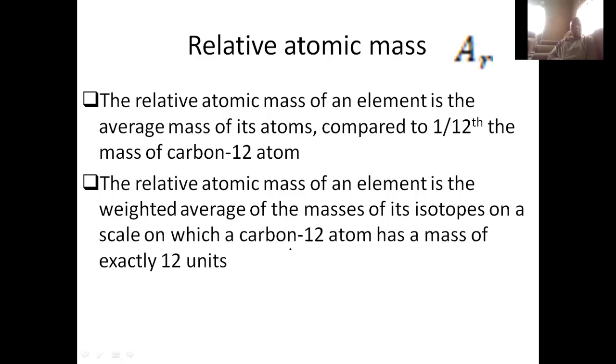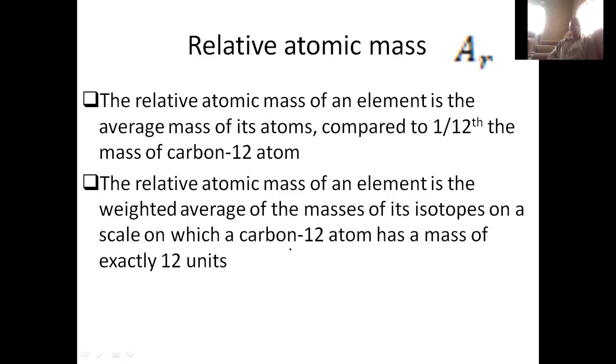the average mass of its atoms compared to 1/12 the mass of carbon 12 atom, or it is the relative atomic mass of an element by looking at its average weight of the masses of its isotopes on a scale on which carbon atom has been placed with exactly 12 units. So this is what relative atomic mass is.